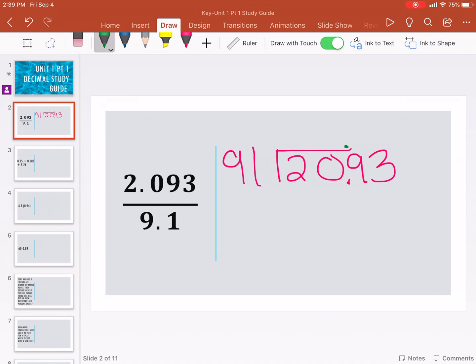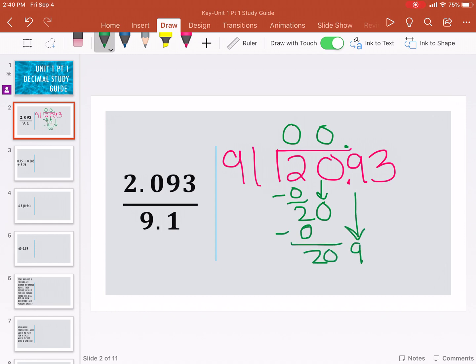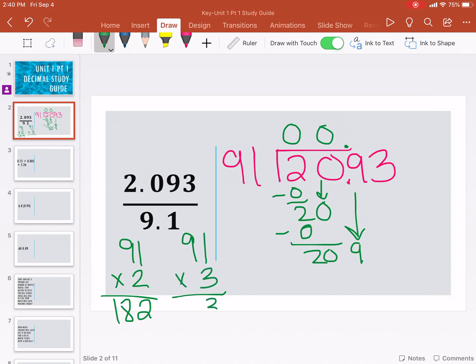So 91 does not go into 20, or to 2. It also does not go into 20, but it goes into 209. So I'm going to try 91 times 2. 2 times 1 is 2, 18. Let's see if we can do 3. 9 times 3. Nope, too big, so it's got to be 2 times.